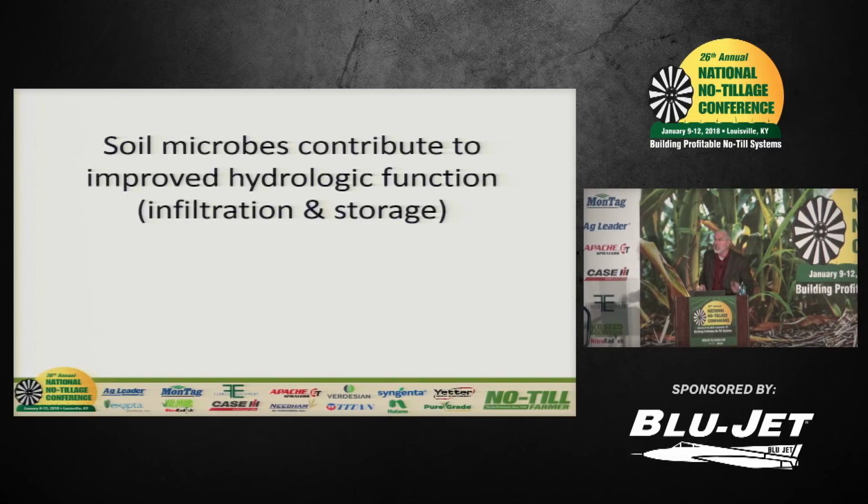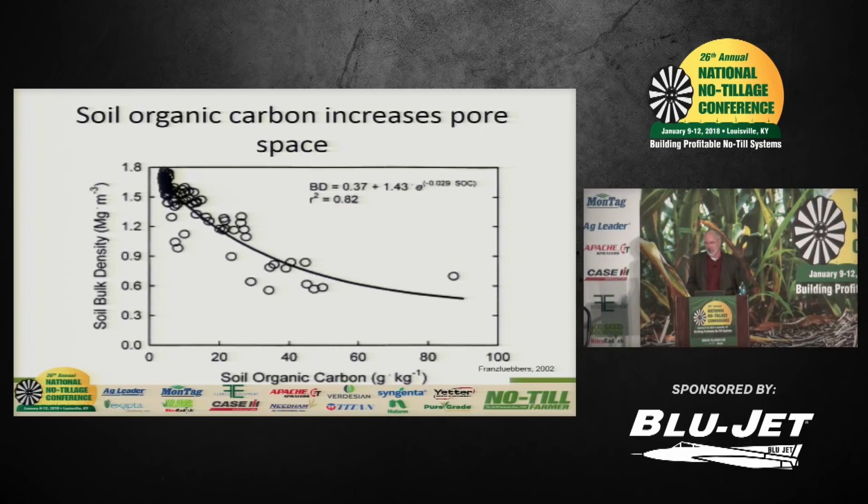So soil microbes contribute to improved hydrologic function. Remember that I said that was one of the things that we lost in our conversion of prairies and forests and savannas to cropland. So here's some data from the southeast that show that there is a direct relationship between soil bulk density, and you know bulk density is just weight per volume. So they'll take a small piece of soil, they know the volume, they'll dry it, they weigh it. It's weight per volume. So the higher the number, the denser the soil, the less pore space. The lower the number, the more pore space.